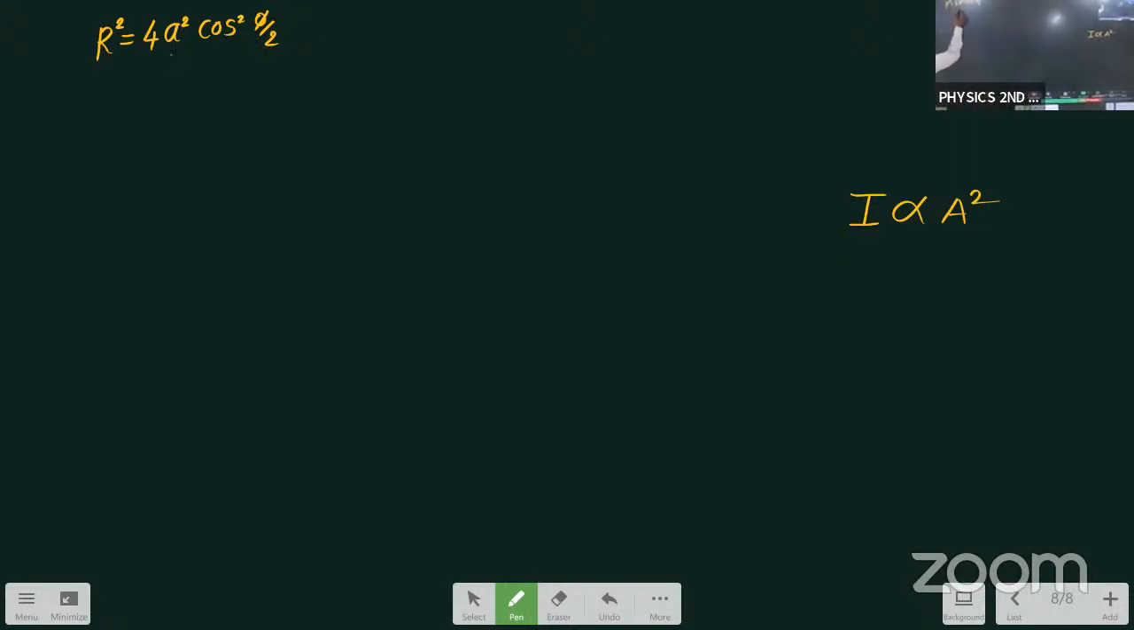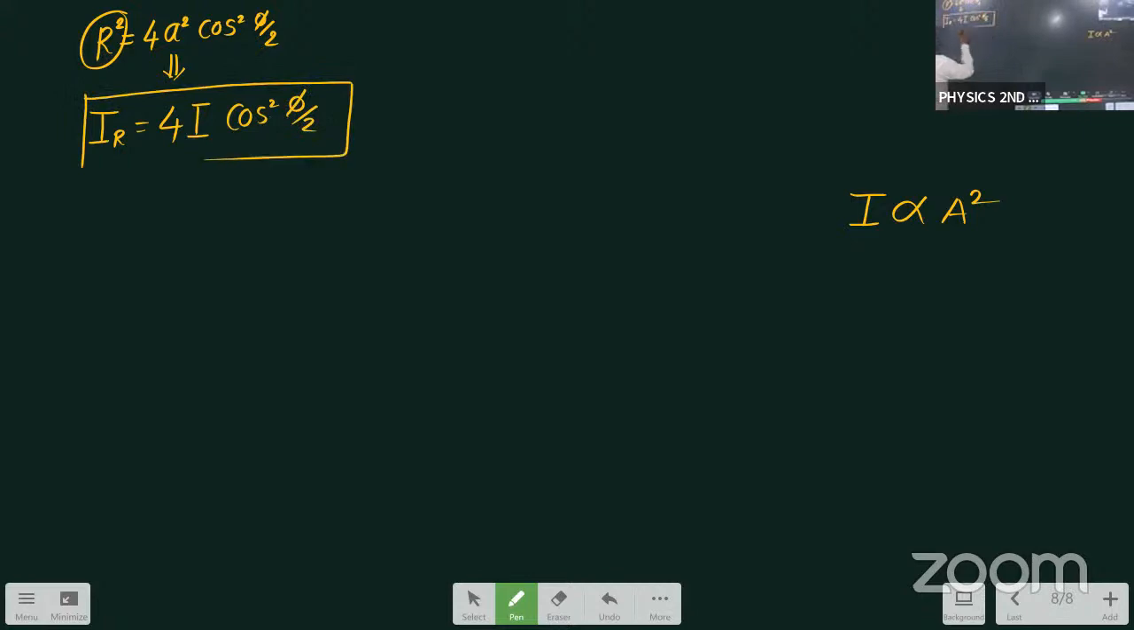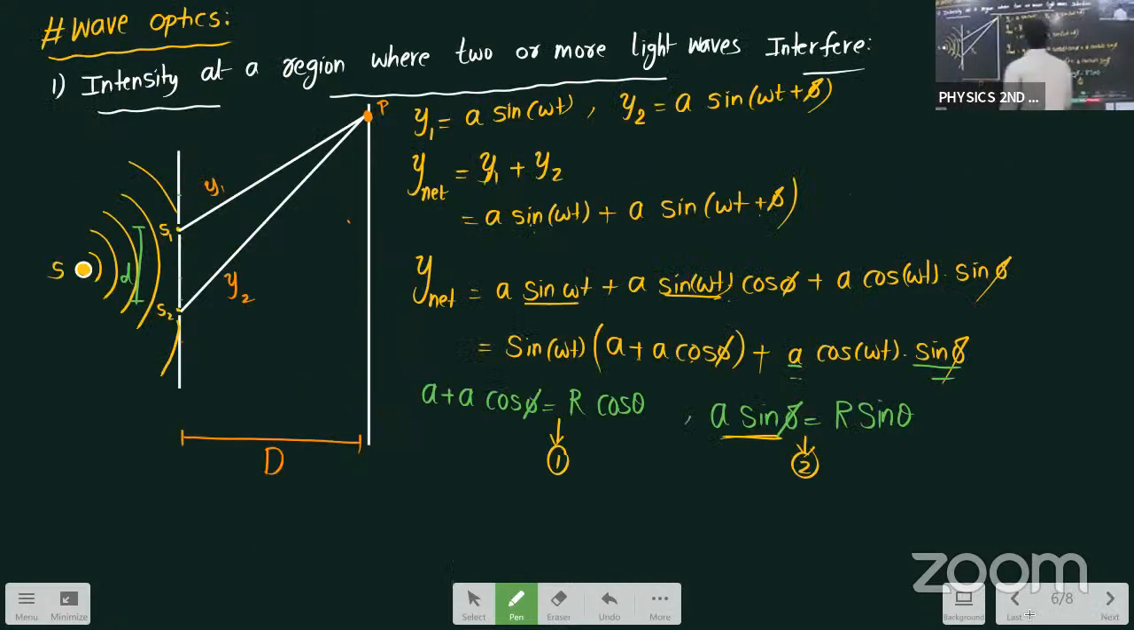So here this equation will convert into resultant intensity IR is equal to, because intensity is directly proportional to the square of amplitude, here a square is also amplitude. So I'm writing I cos square phi by 2. So this is our final expression for what? Resultant intensity at a point where the two waves are meeting.